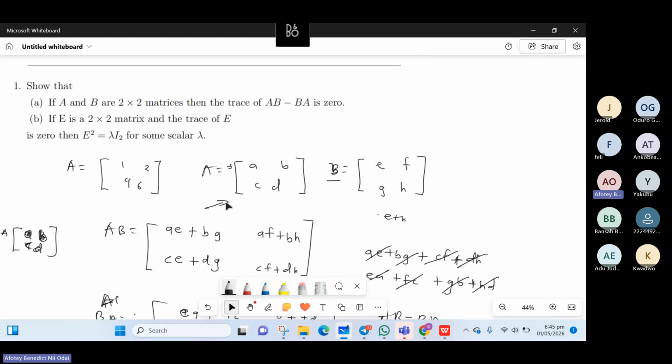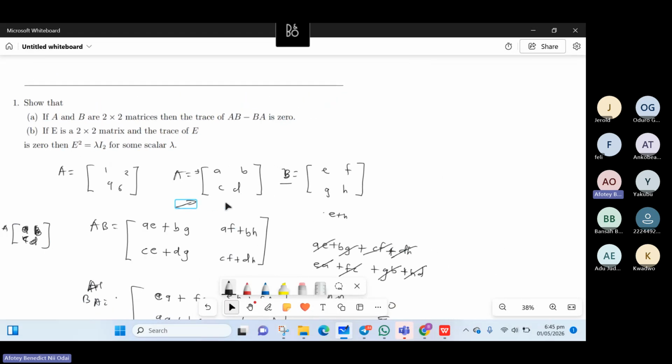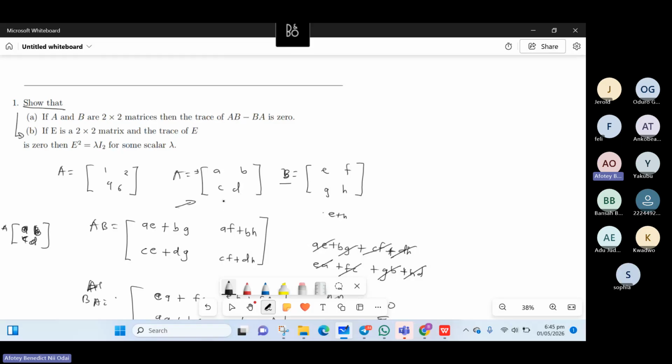So let's move on to the second question. We have let E be a 2 by 2 matrix and the trace of E is 0. Then, so this is a preamble. We have to show these two equations, right? E is a 2 by 2 matrix and the trace of E is 0. Then we have this expression.